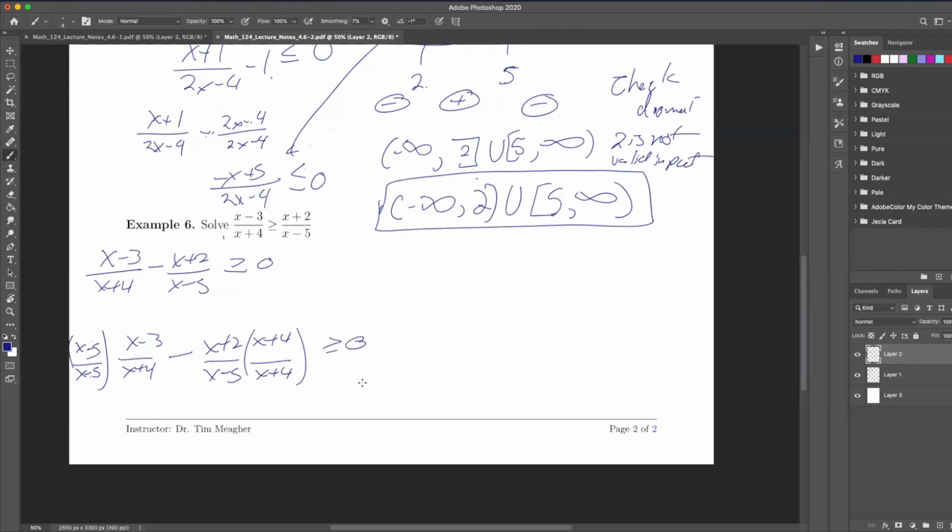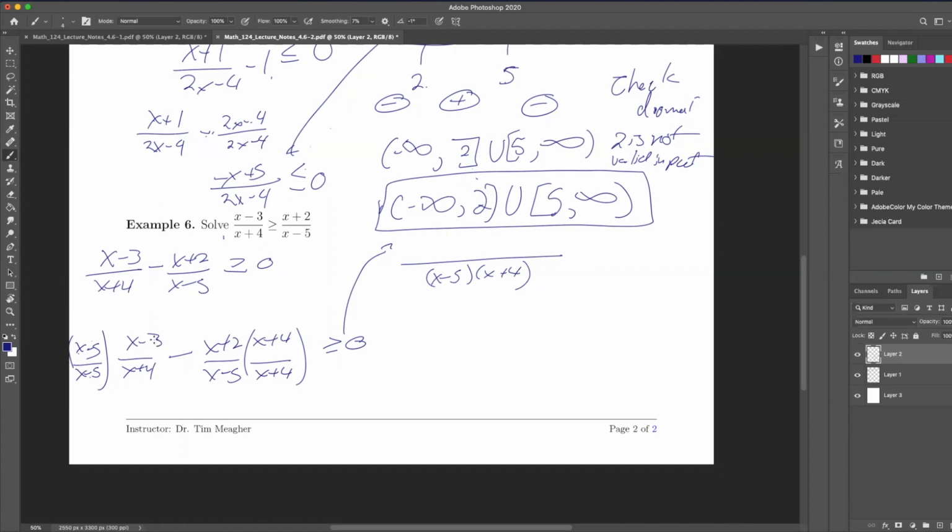So let's slowly do this. On the bottom, what we're going to have is just x minus 5, x plus 4. And we're not going to change anything about that because this is already factored, so we're going to leave that the way it is. Now on top, I'm going to have x minus 5, x plus 3.